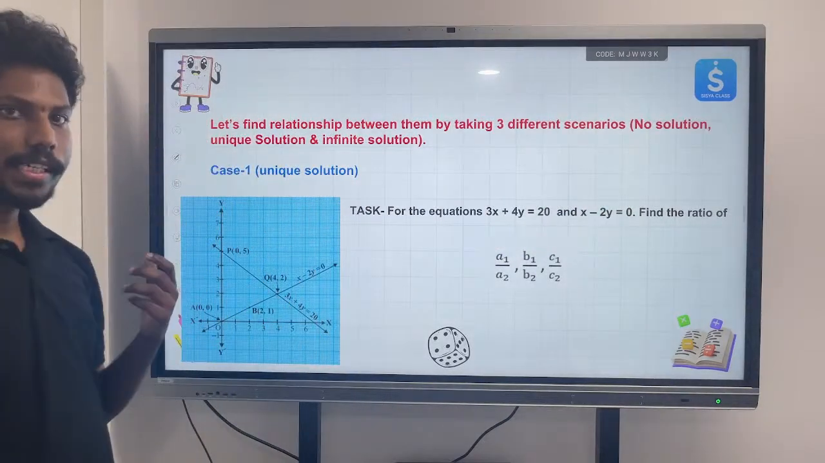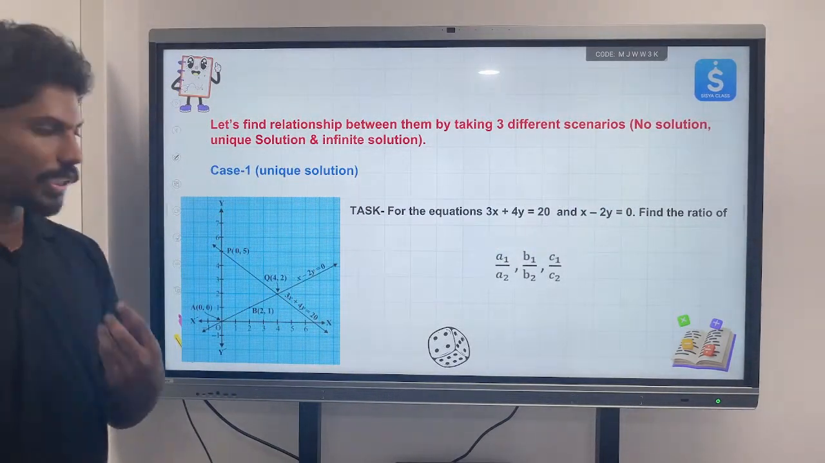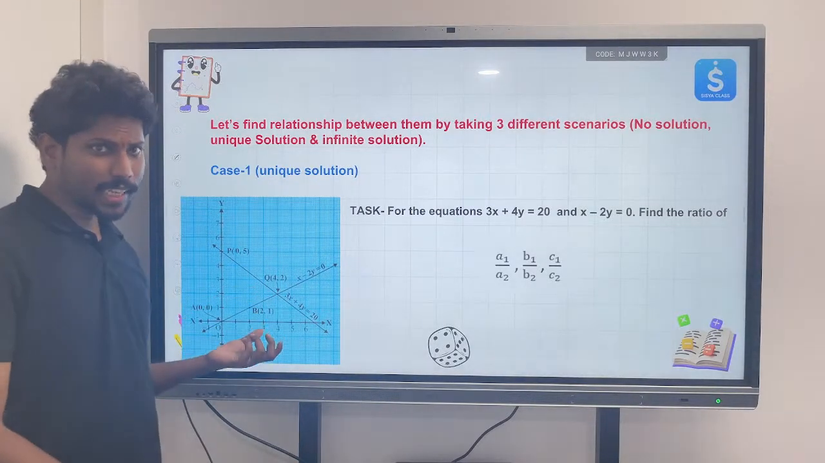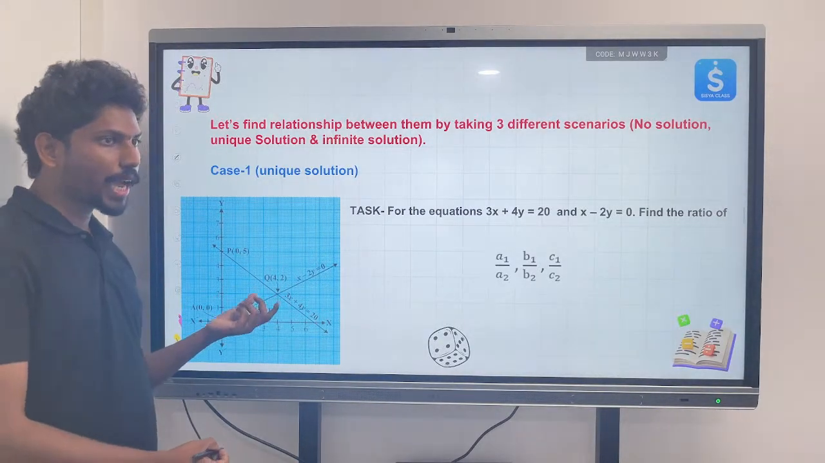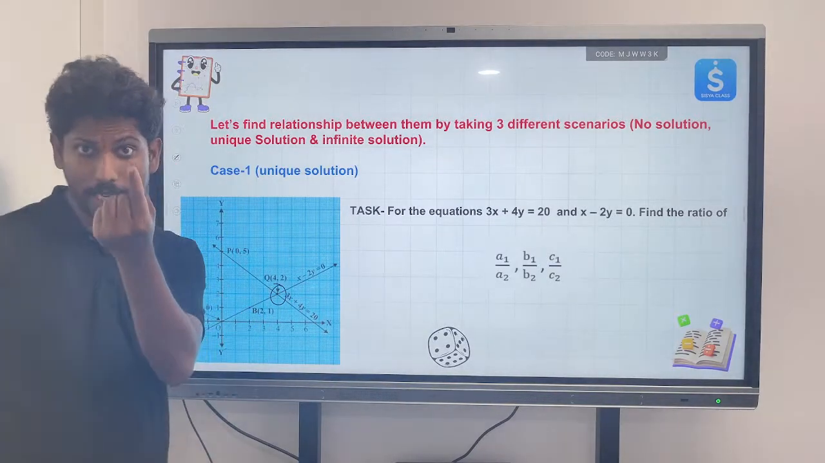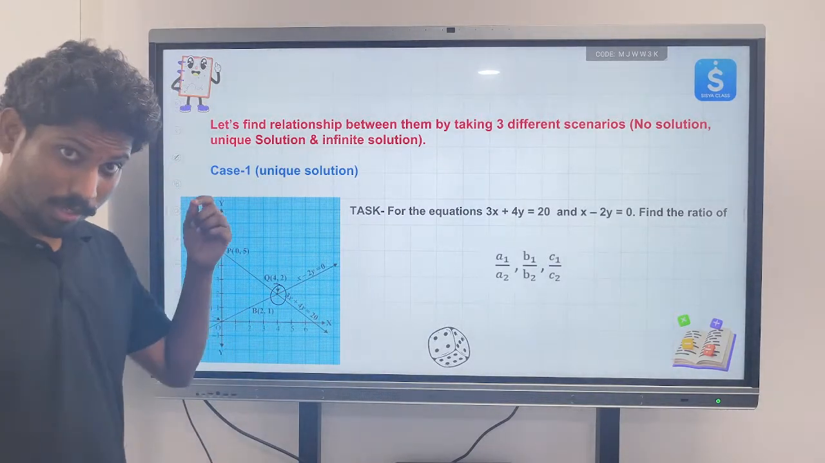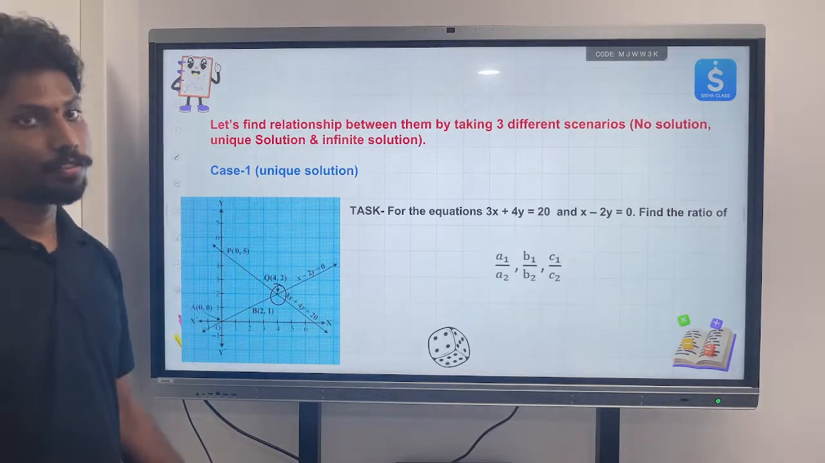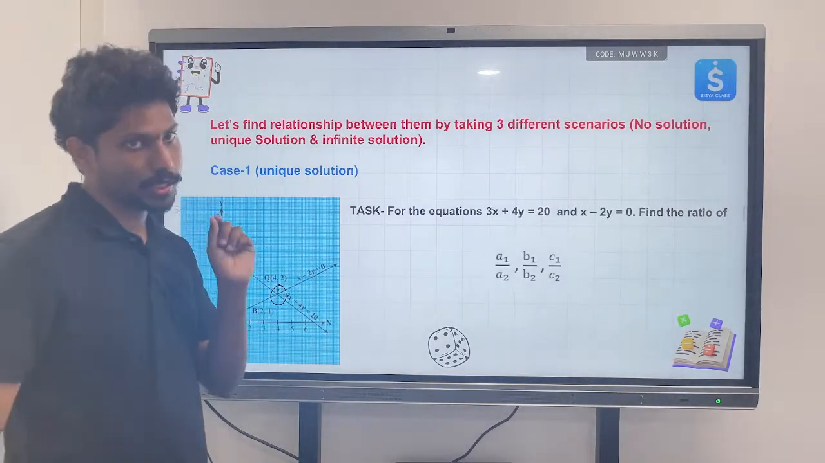For our convenience, because we have learned about the graphical representation, the graph looks like this, right? Now, by seeing the graph, you can say how many solutions we have. We have only one solution. It is intersecting at only one point. But without even drawing this graph, can we conclude? So for now we are going to see how it works, right?